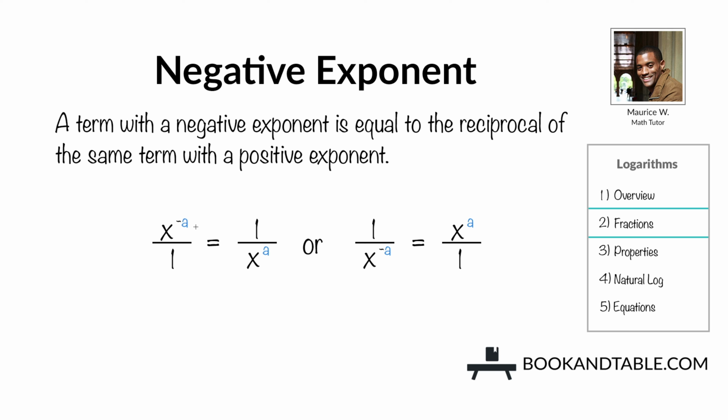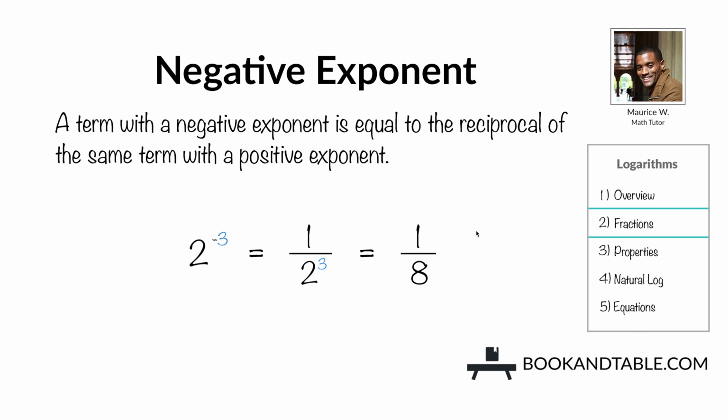So an exponent that is negative in the numerator will be positive in the denominator. And conversely, if the power is negative in the denominator, it will be positive in the numerator. So keep this in mind as we make our way through the remainder of this chapter.